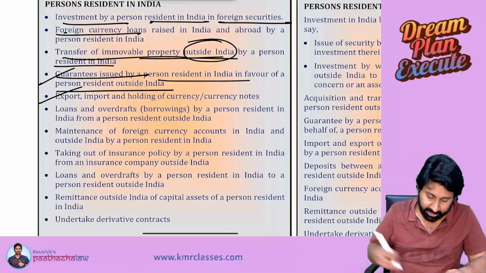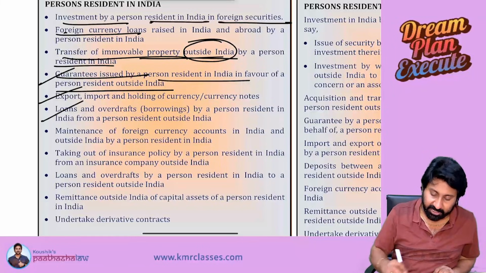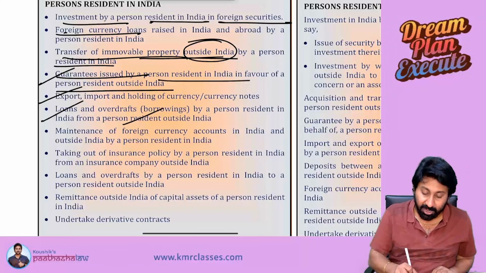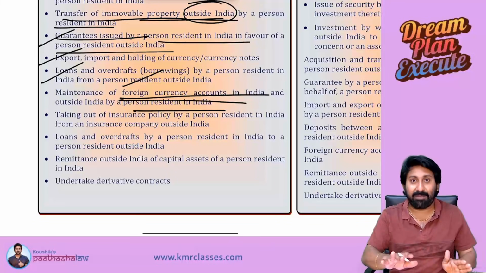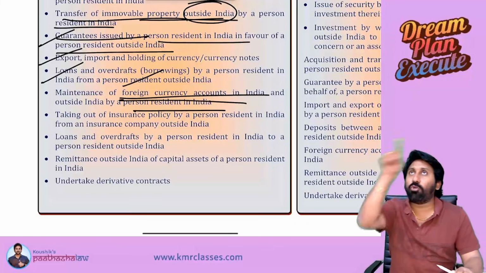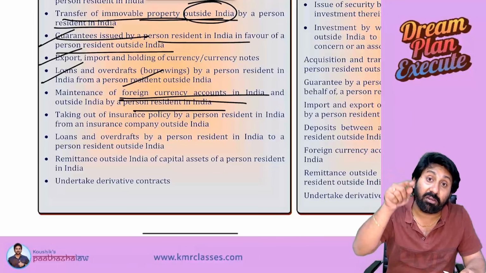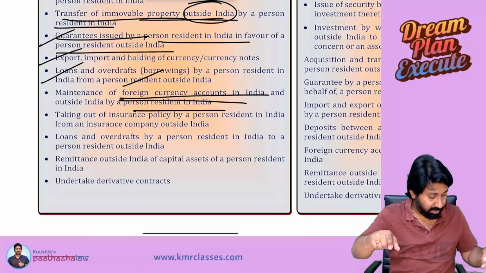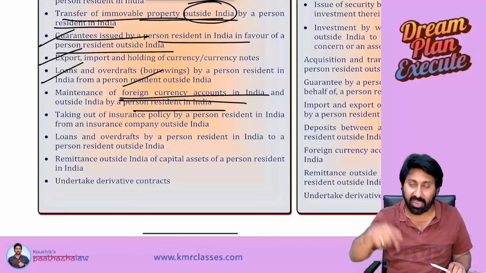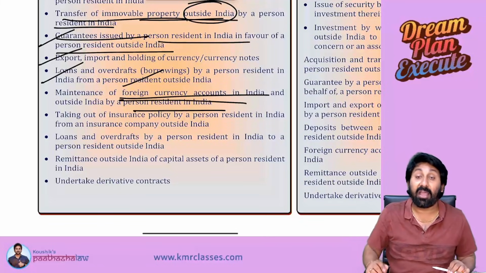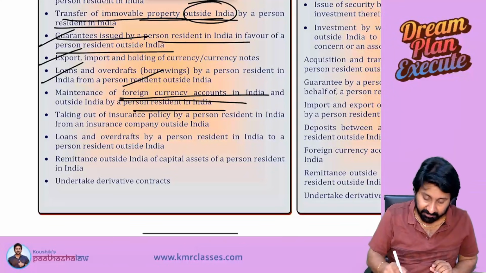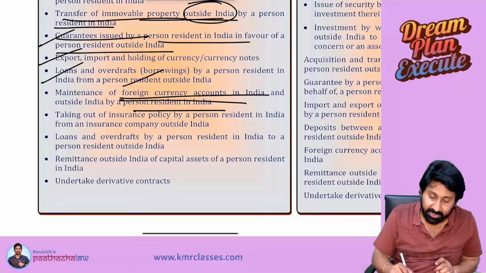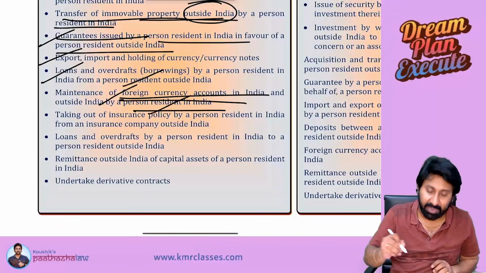Same thing. Next one. Loans and overdrafts made by a person resident in India from a person resident outside India. See here, maintenance of foreign currency accounts in India and outside India by a PRI. Foreign currency accounts I am maintaining within India. For example, I came to India from USA and I have a dollar NRE account. That's a foreign currency account maintained in India. I am a PRI, and I have a dollar account in USA also. That is a foreign currency account maintained outside India by a PRI.